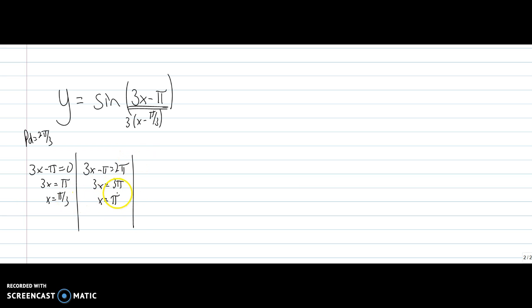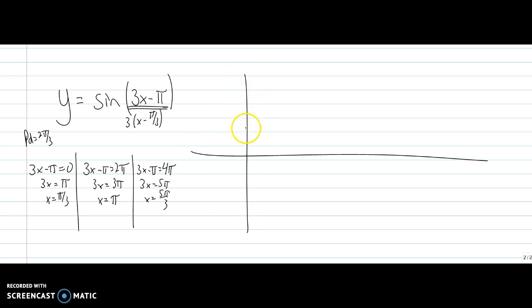And if I wanted to, I could add 2 pi over 3 onto this one, or use the same process again, now set it equal to 4 pi, because that's normally where the second period would end. 3x is equal to 5 pi, so x equals 5 pi over 3. There's no other changes on this one, so as far as the vertical axes go, I can set that up very easily. Start at pi over 3, the first period ends at pi, second period ends at 5 pi over 3, and I can draw my points for sine.